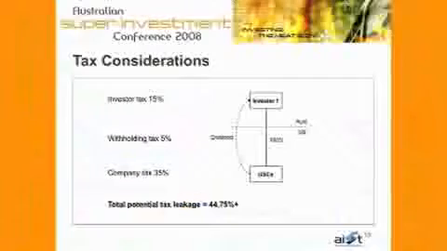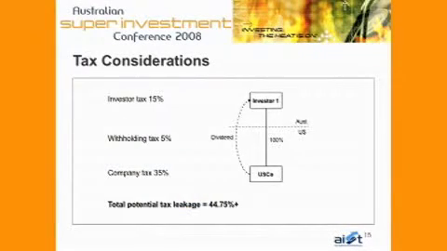So potentially it can get a foreign tax credit, depending on how much foreign income investor one has to absorb that. And in this instance, investor one pays Australian tax at 15%. There is 5% withholding tax, so there should be a full recovery of that 5% withholding tax. Now then, the overall leakage of this structure is potentially up to 45%, mainly because of the company tax leakage at the US level.